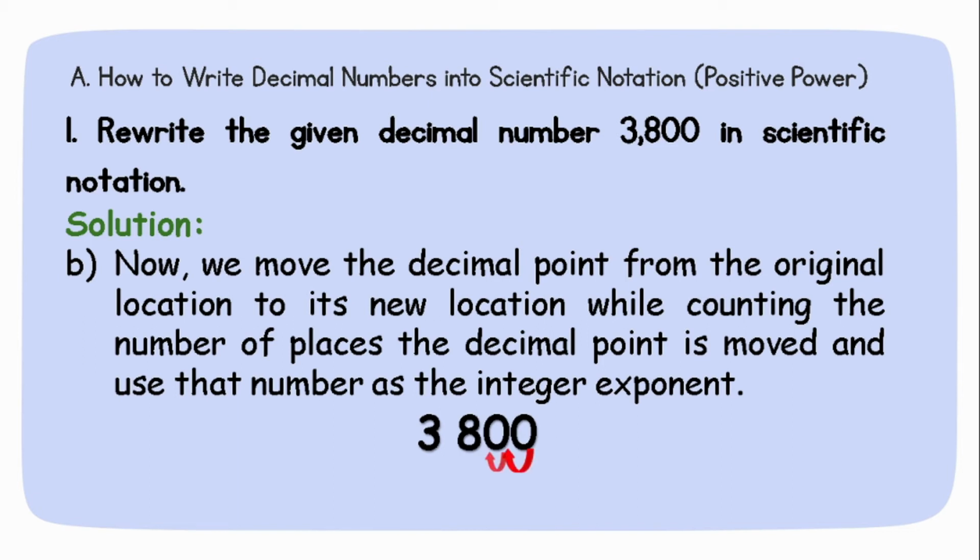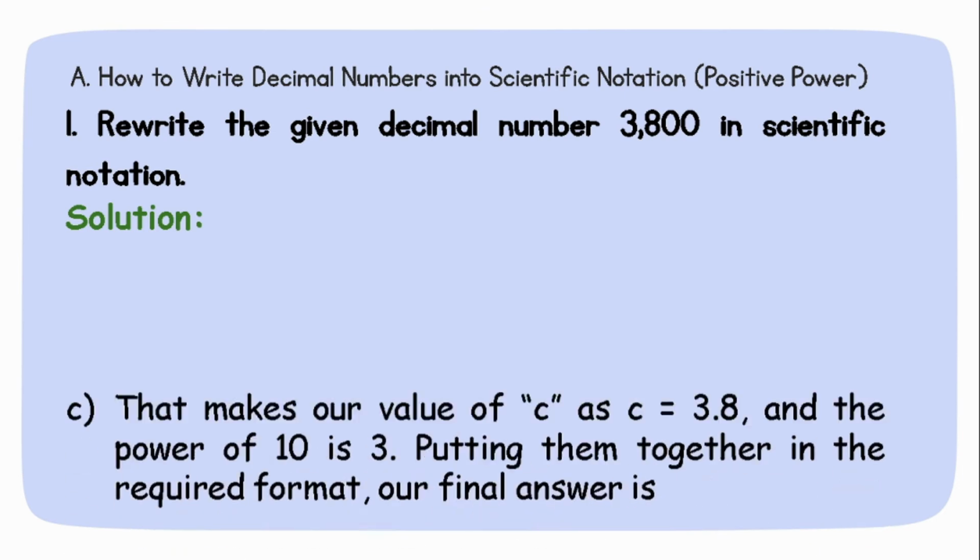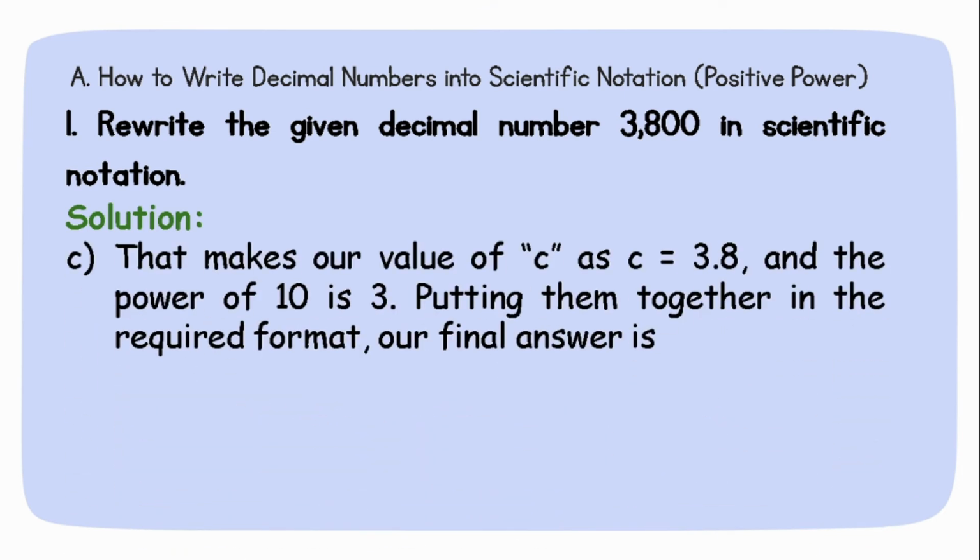1, 2, 3. Remember the rule a while ago which states that if the decimal point is moved towards the left, the count for the exponent of base 10 is positive. That makes our value of C as C equals 3.8 and the power of 10 is positive 3. Putting them together in the required format, our final answer is 3.8 times 10 raised to positive 3. Always remember to make sure that the C value always has the decimal point right after the first digit.